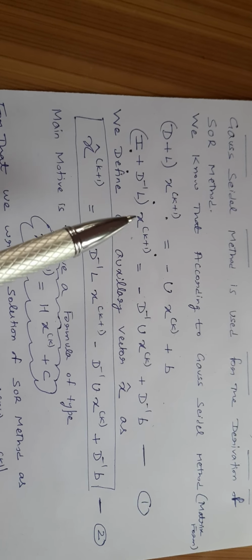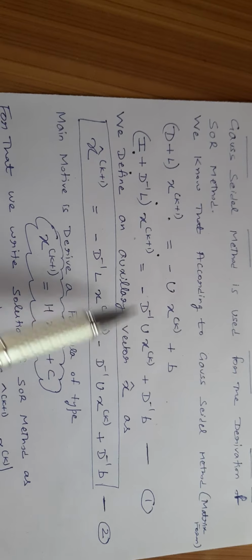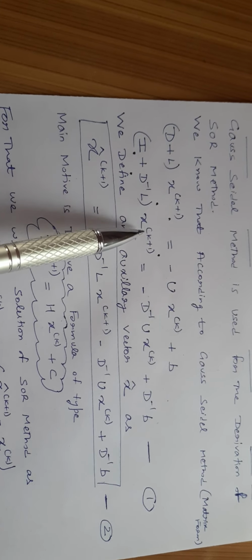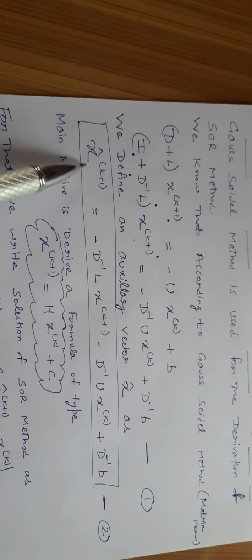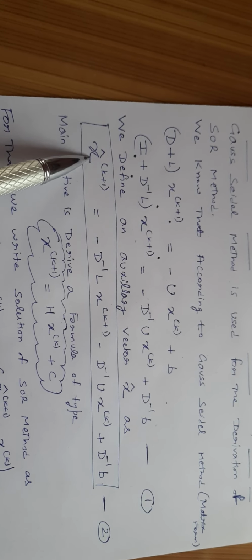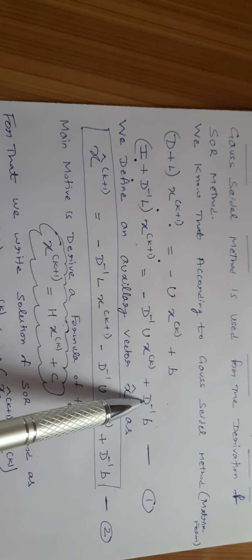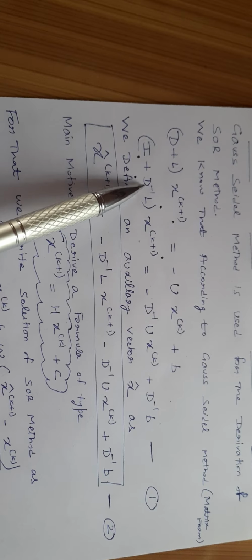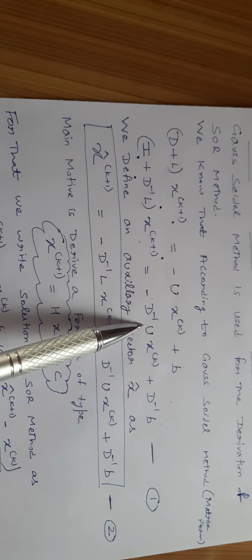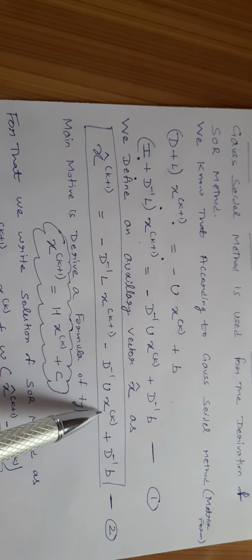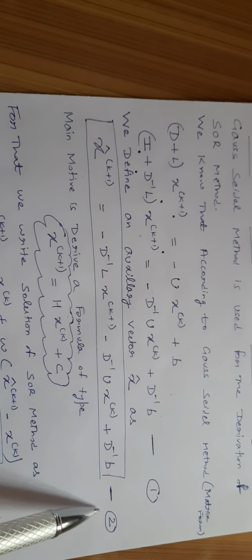Now in order to derive SOR method, we will define an auxiliary vector with the help of equation number 1 as follows. On the left hand side we retain x raised to power k plus 1 and give it a new name x cap raised to power k plus 1. Rest of the terms we will take on the right hand side. So it will become minus d inverse l x raised to power k plus 1, and the rest of the terms are minus d inverse u x raised to power k plus d inverse b. This we call equation number 2.